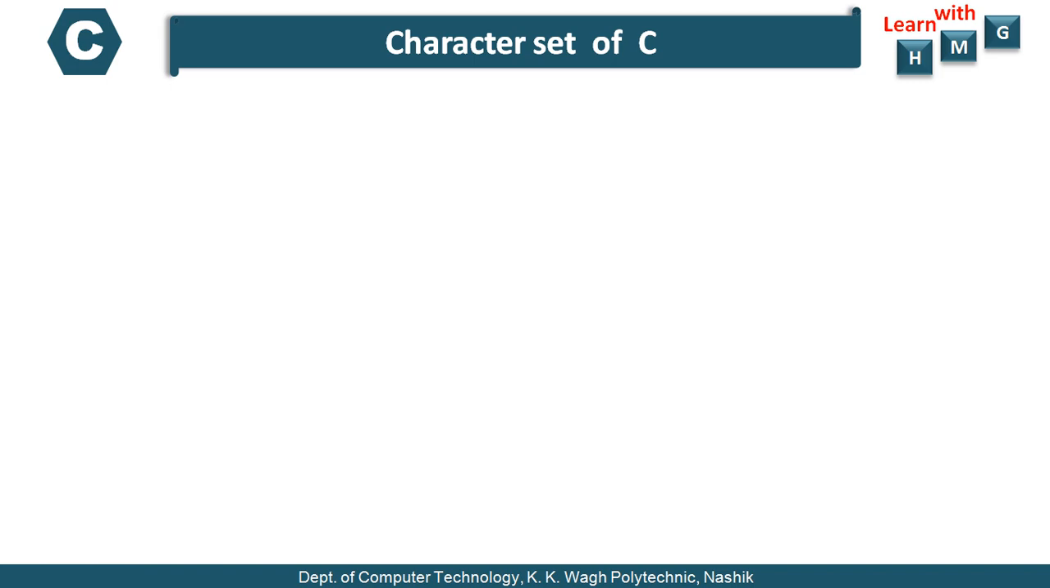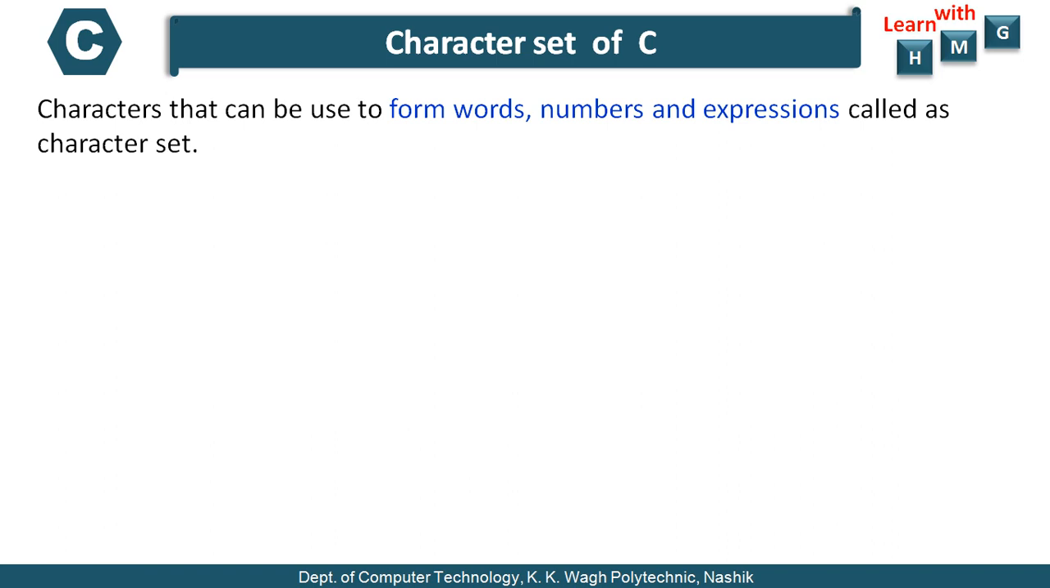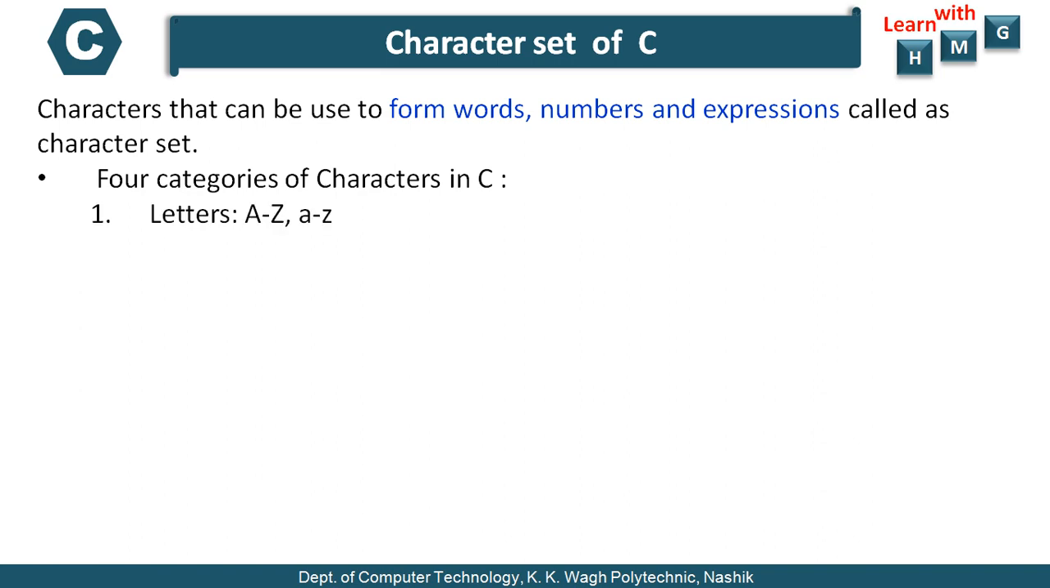Character set of C. Whenever you are writing a C program, you require a certain set of characters. The characters that can be used to form words, numbers or expressions in a C program are called the character set. There are four categories of characters in C. The first category is letters, in which you can use uppercase and lowercase letters.